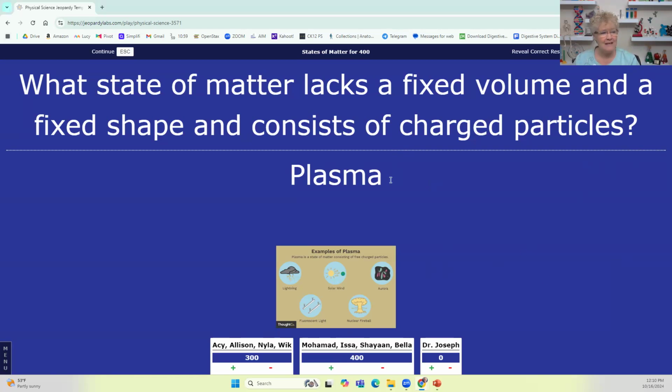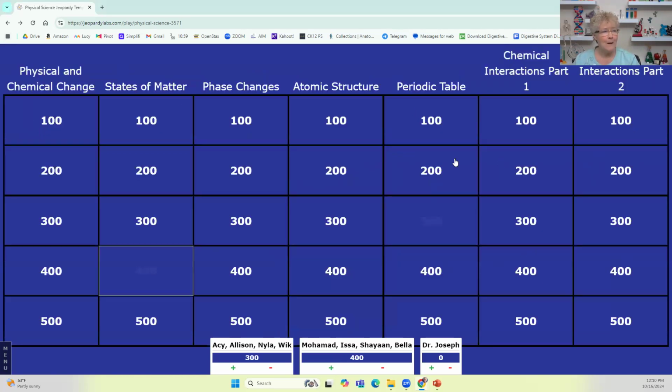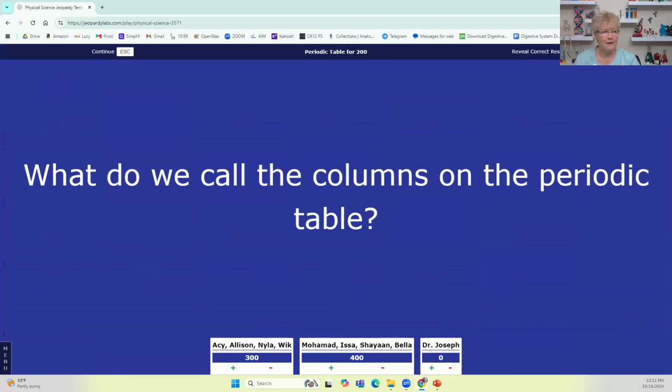All right, so that is team 2. Next we go to Allison. Periodic table 200. Periodic table for 200. What do we call the columns, the up and down ones on the periodic table?